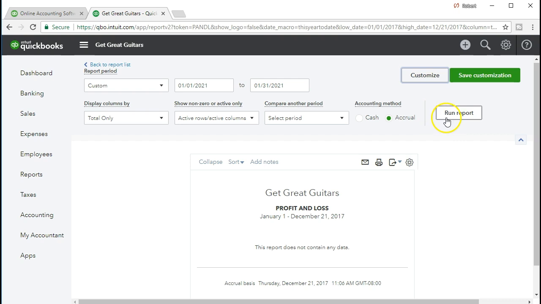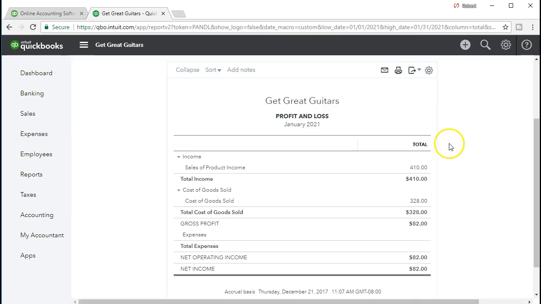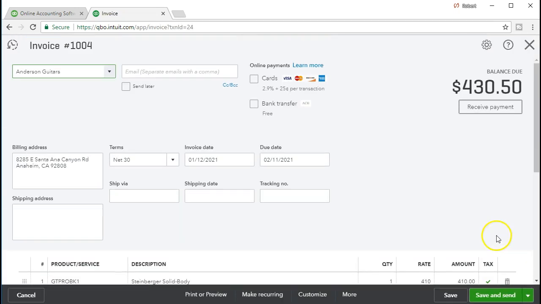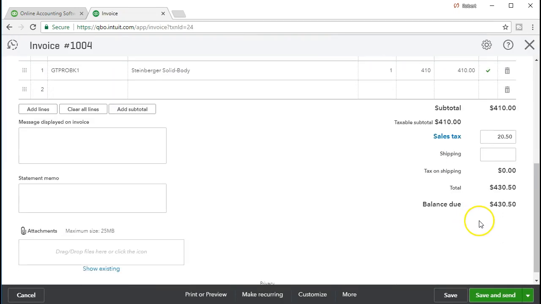We're going to get good at running these reports. And there we have it. And there's our sales item, the 410. If we click on that, that's our sales, the 410. If we click on that, there is our invoice. Note, however, that it didn't pick up the 430. It picked up the 410. So the difference, 2050, where's that going to be? Well, let's find it. We're going to close this out.